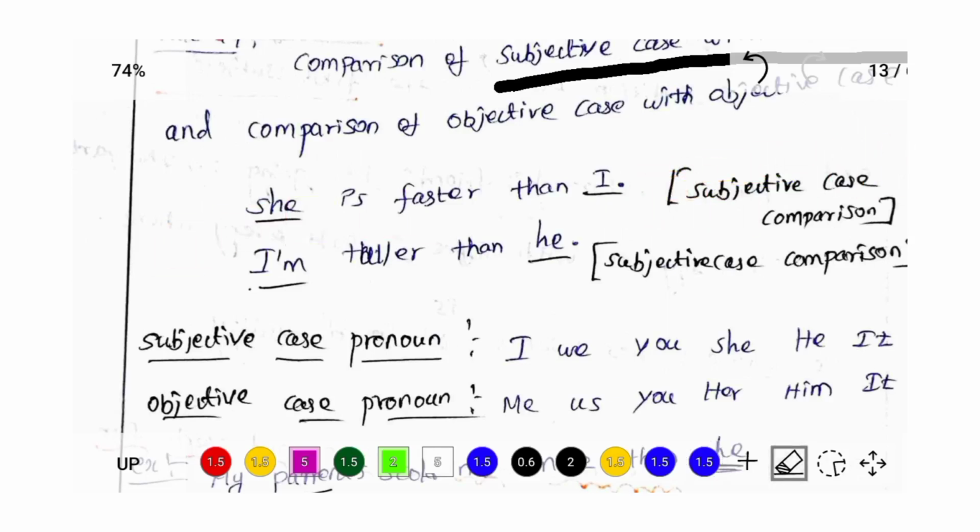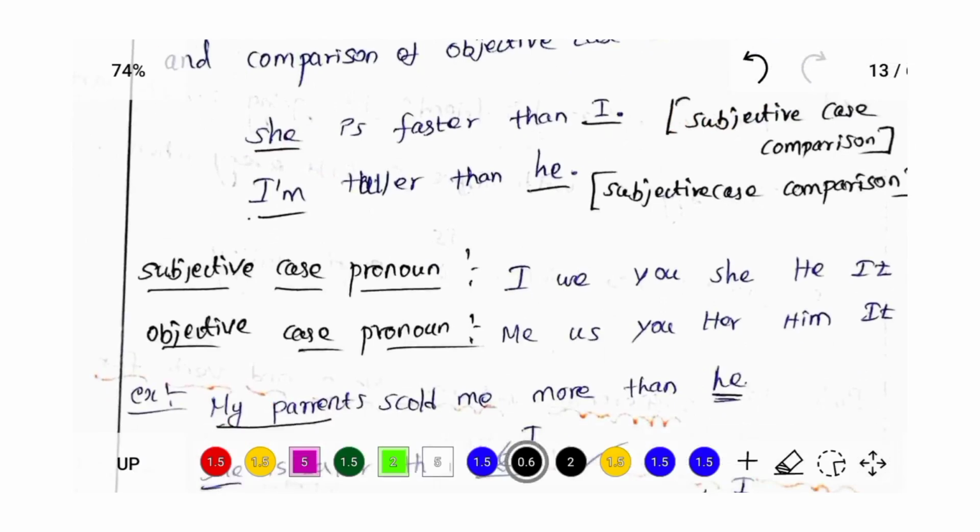Let's see the next example. I am taller than he. I, subjective case. He, subjective case. So this sentence is correct.